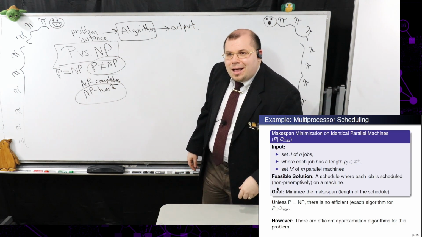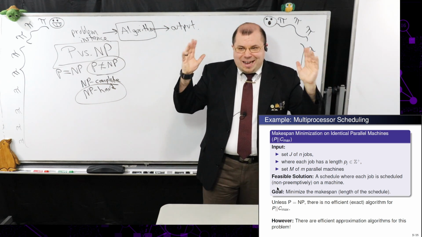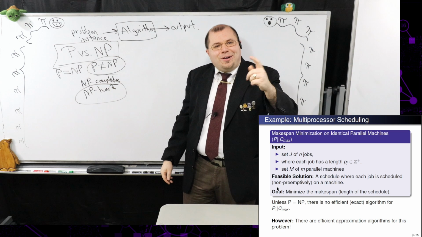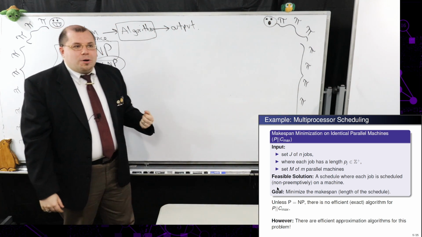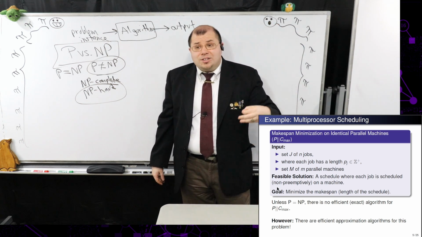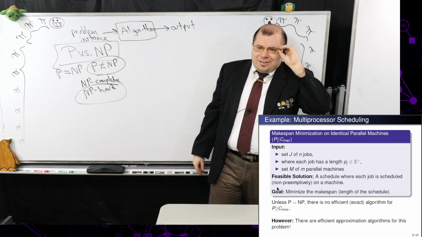So I thought I would give an example just to tie everything together so everybody understands what an approximation algorithm is, because I want to make sure you walk out of this talk knowing at least one algorithm. So I'm going to talk about multiprocessor scheduling. Some people call this makespan minimization on identical parallel machines, and it's denoted in the scheduling theoretic literature as PCMax.